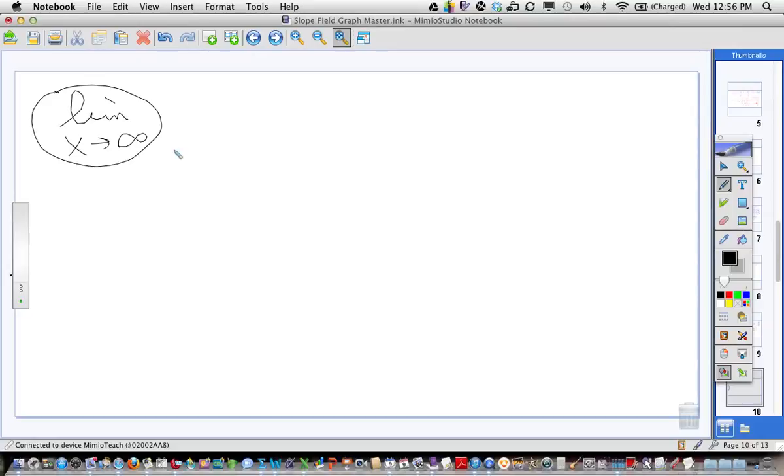Or if x approaches negative infinity, we're talking about way out to the left. Well, what's a graph doing out there? One of the things it could be doing is approaching a horizontal asymptote. So when you have a problem like this, you're really thinking about horizontal asymptotes. Now, it might not have a horizontal asymptote.